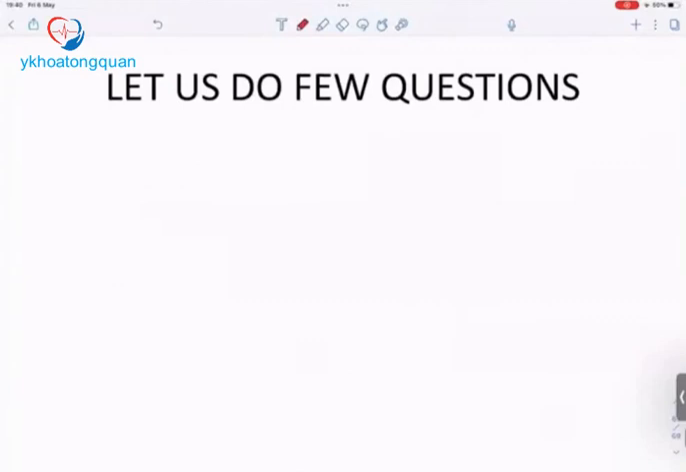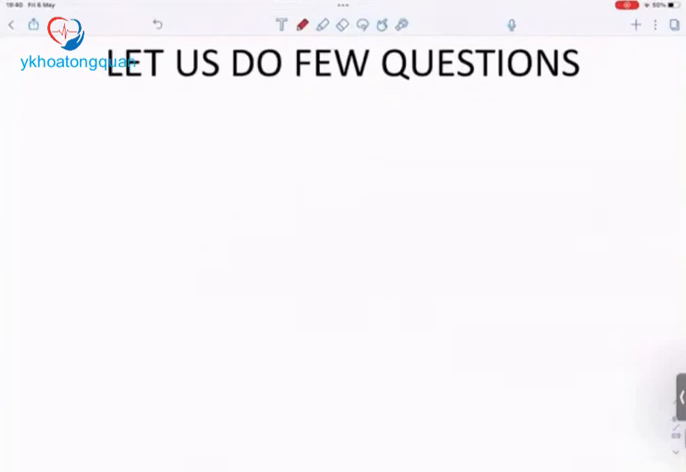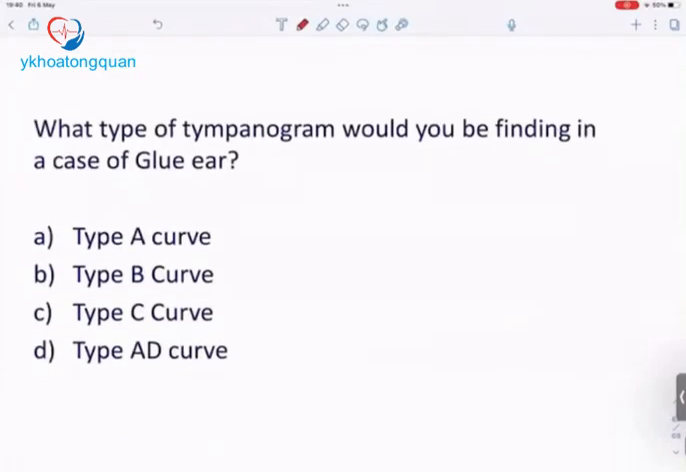At the end, let us do a few questions. The first question. What type of tympanogram would you be finding in a case of glue ear? Type A, type B, type C or type AD? Janet? Please answer, yes.